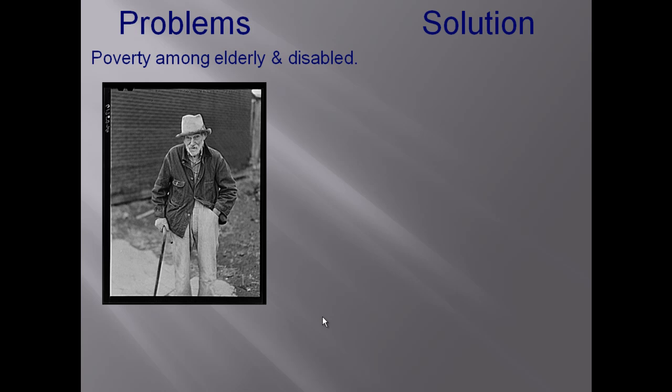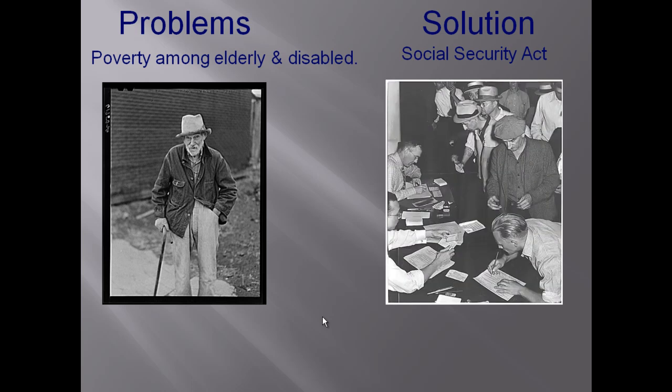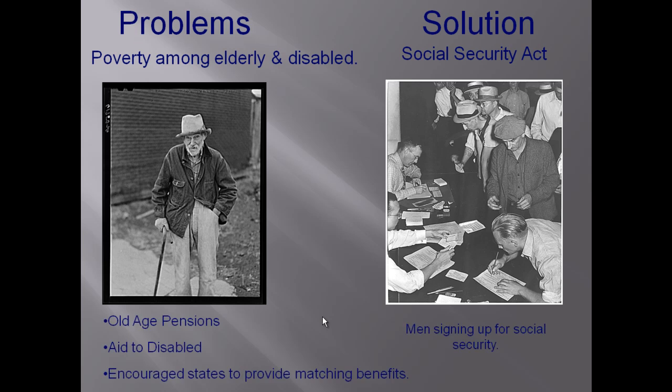Among those hardest hit by poverty are the elderly and disabled. So FDR's solution for this is the Social Security Act. This provides pensions for the elderly and aid to the disabled, and it also encourages states to provide matching benefits. This is part of relief.